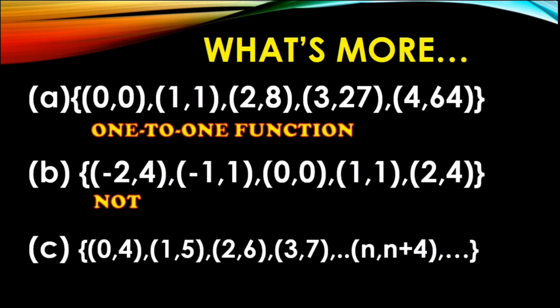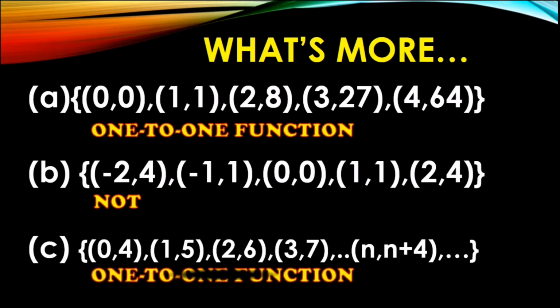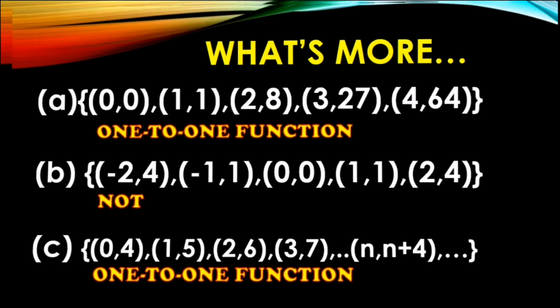C. Set of ordered pairs are (0, 4), (1, 5), (2, 6), (3, 7), and so on. So the value of x is n, and the value of y is n plus 4. So we have here a one-to-one function.